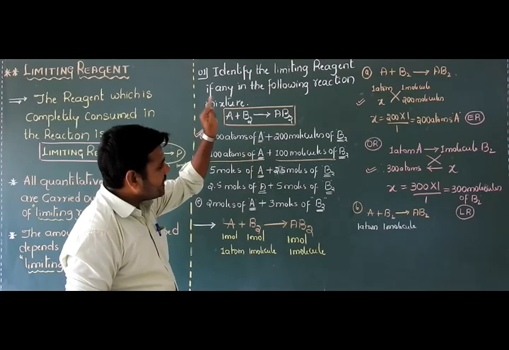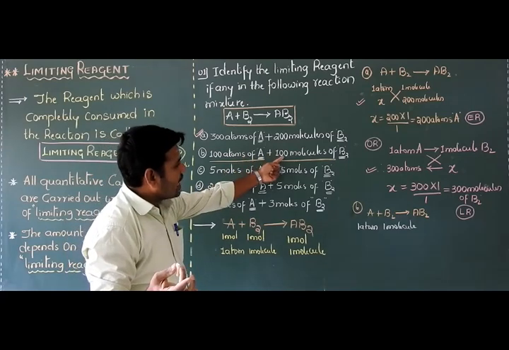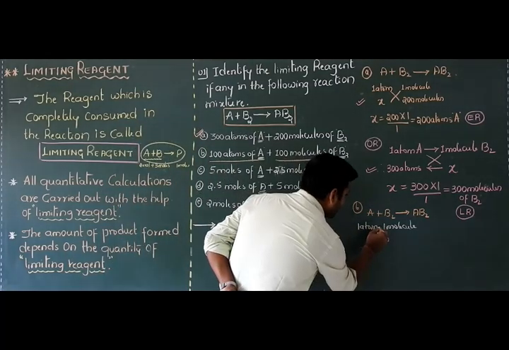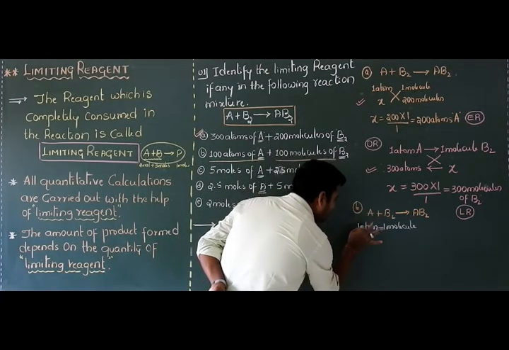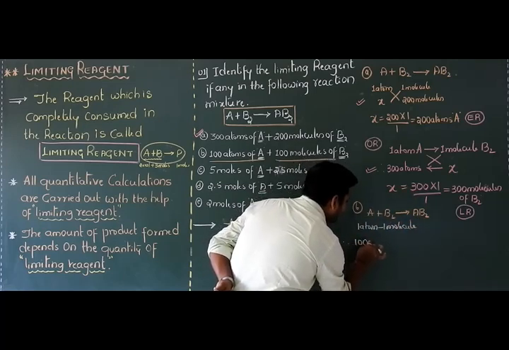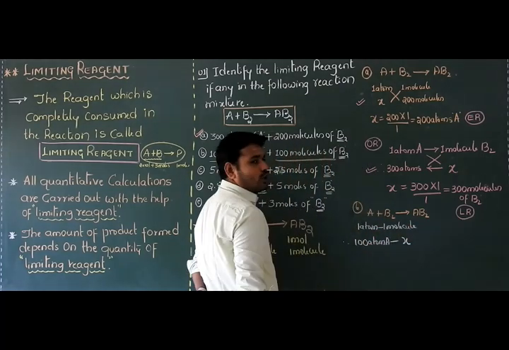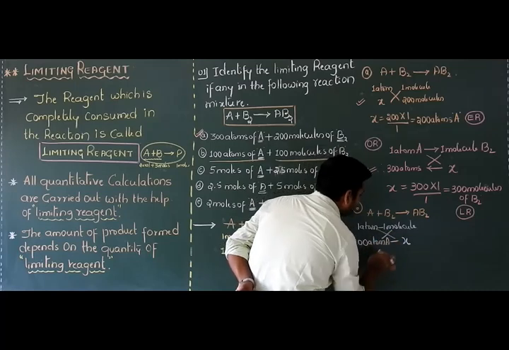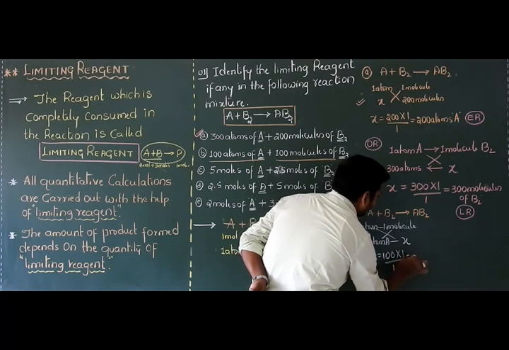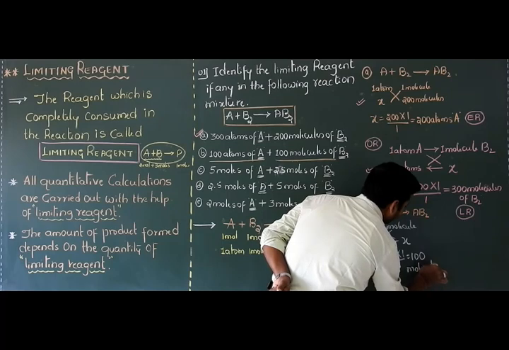100 atoms of A and 100 molecules of B2 are given. So use any one of these two data and calculate the other one. Let us use 100 atoms of A. According to the equation, one atom of A reacts with one molecule of B2. Therefore, 100 atoms of A react with X molecules of B2. Now cross multiply these two. X equals 100 into 1 divided by 1. What is the answer, students? 100 molecules. Listen to this point carefully.